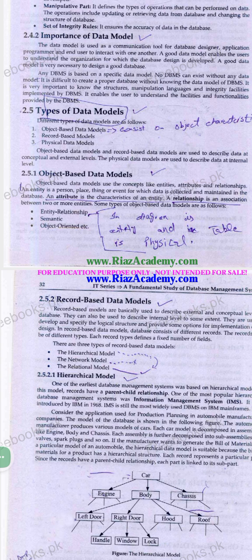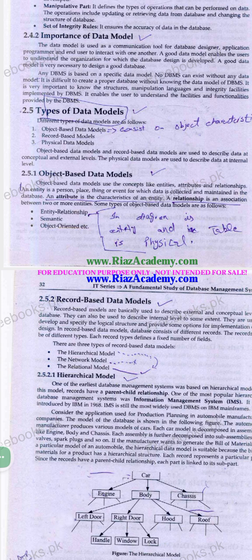An attribute is a basic characteristic of an entity. For example, if we have the entity student, its characteristics are student name, roll number, address, email address, phone number and so on. These are basically the attributes or characteristics of a student. Next we have relationship, which is an association between two or more entities.